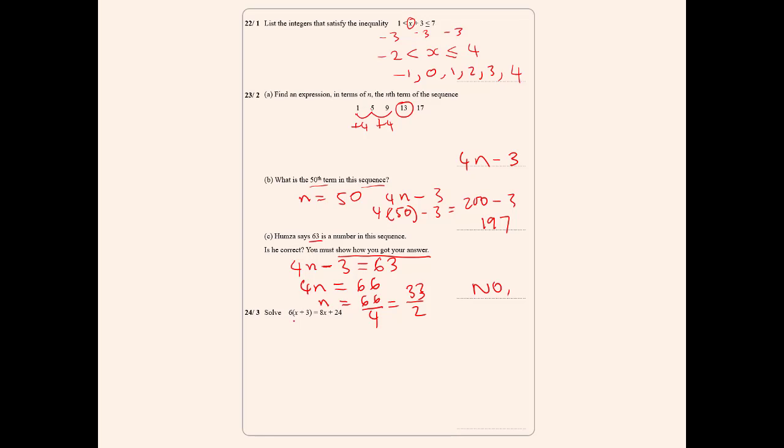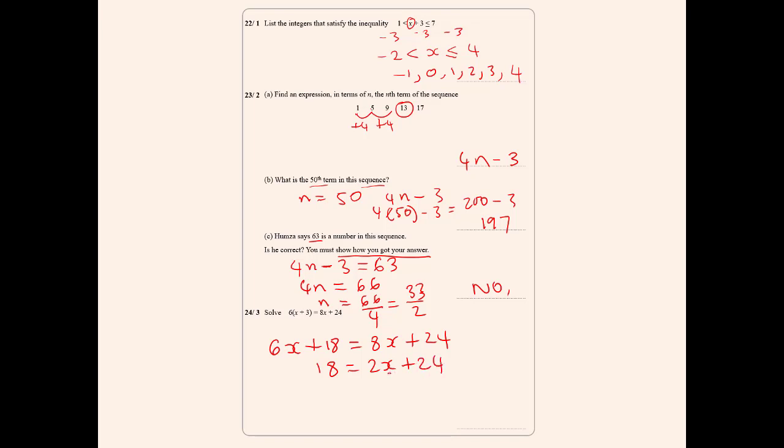Solve 6 brackets x plus 3 equals 8x plus 24. So expand the brackets first. So 6x plus 18 is equal to 8x plus 24. So we have x on both sides, so get rid of the smaller x first. So minus 6x on both sides. That gives us 18 is equal to 8x take away 6x is 2x plus 24.